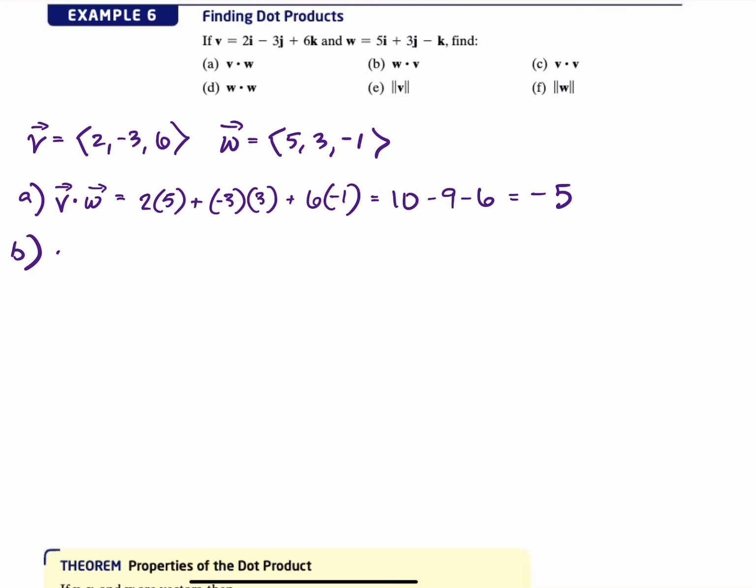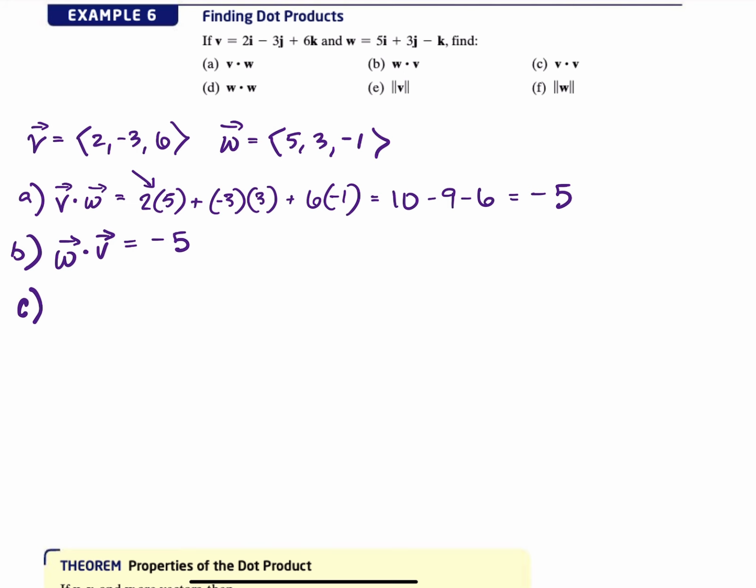Part B asks for w dot v, but remember we saw last time that the dot product is commutative. If we flip the order, we should get the same value. So feel free to work that out if you would like to prove it to yourself, but we would end up just flipping the order of this multiplication for each of those terms. We'll still get the same value in the end.